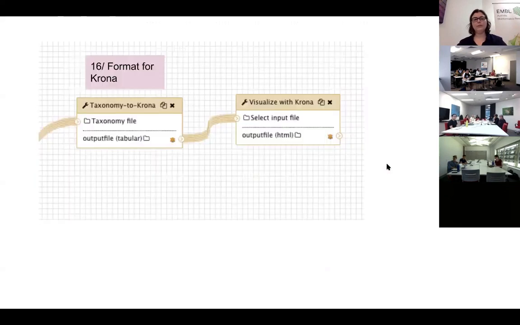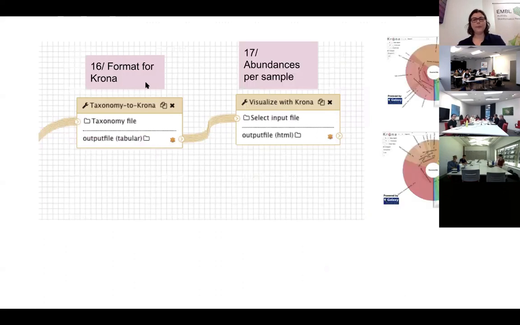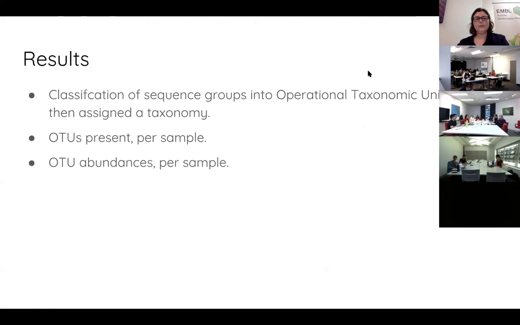We'll take that information, we will format it for the Krona tool, and then we will use this Krona tool where we get these nice pie charts of the abundances. So the results from the workflow today is where we classify the sequence groups into operational taxonomic units, assign them a taxonomy, and then we get different groups of information. We can either have the OTUs that are present per sample, or the OTU abundances per sample.